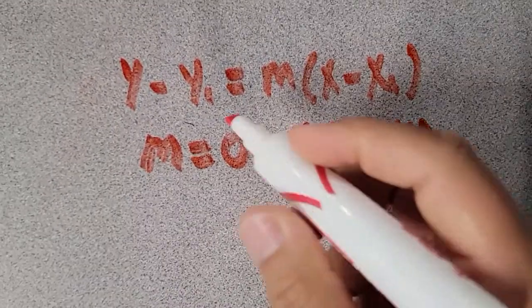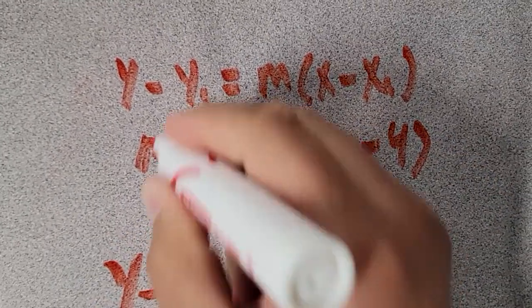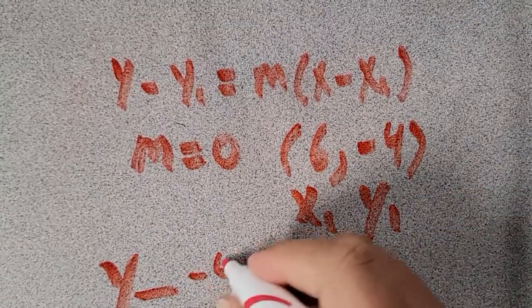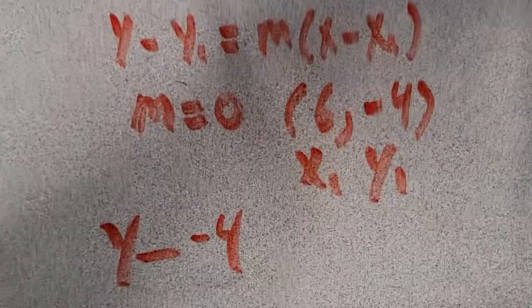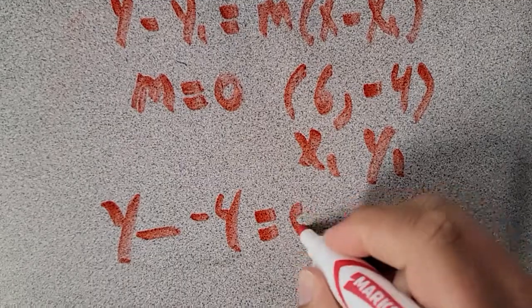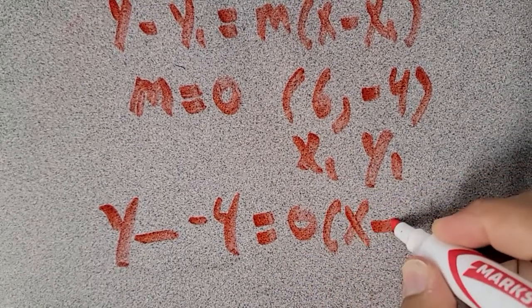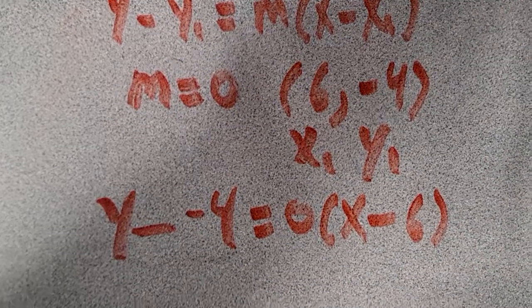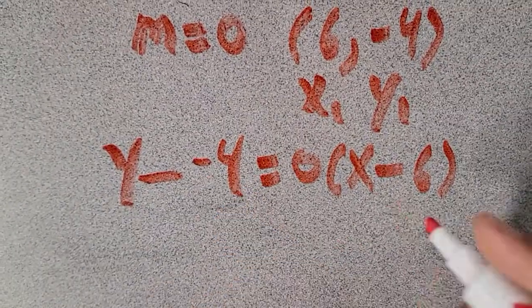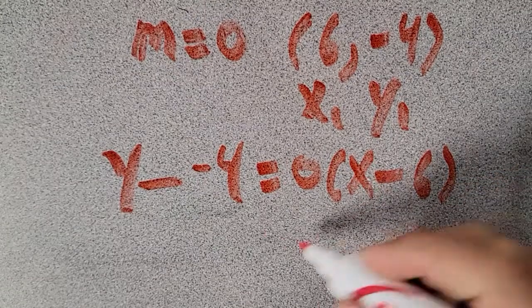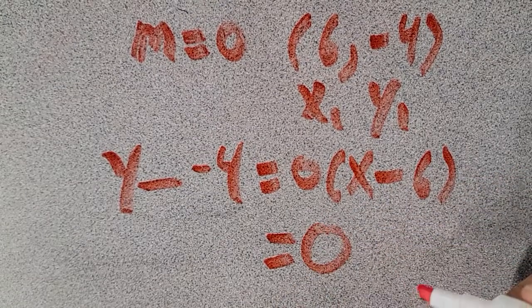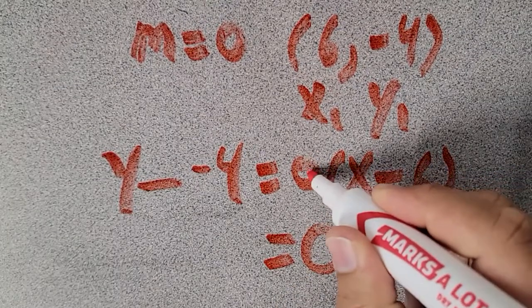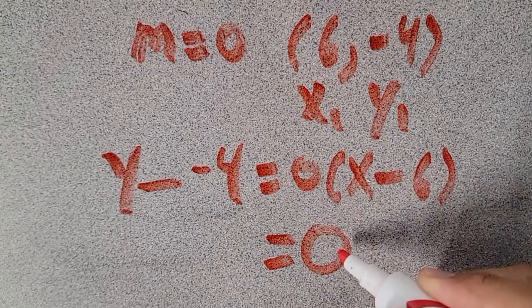And then I'm gonna go ahead and substitute. So y minus, this is a minus sign. The y1 is a -4. Equals 0, parentheses x minus x1 is a 6. So that's our basic breakdown. Now, some things happen. 0 times anything, that's going to be 0. Because of this, 0 is in the front. Anytime you have a slope of 0, you just put a 0.